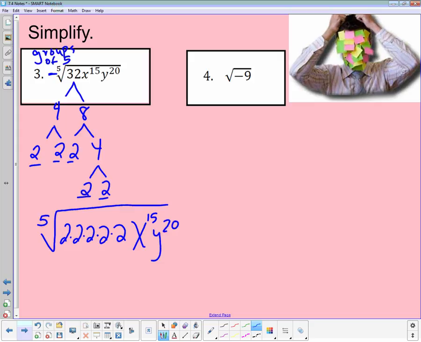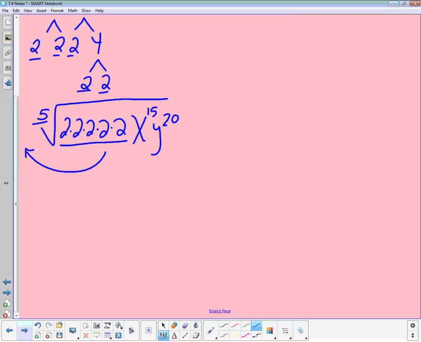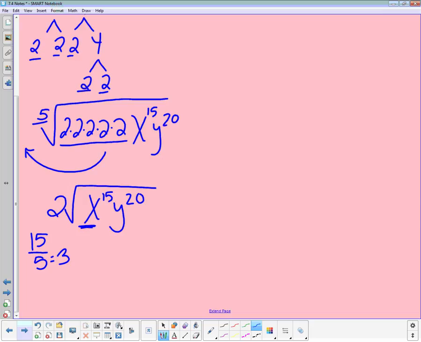All right. So notice we want groups of 5, and we have one group of 5 2's. So we can bring a 2 out in front of the radical. So we have 2, and then we still have our x to the 15th, y to the 20th. All right, remember groups of 5, so if we have 15 over 5, that's equal to 3. So we have 3 groups of 5's for our x values. So if we bring 3 x's out in front, we have 2x cubed, square root of y to the 20th.